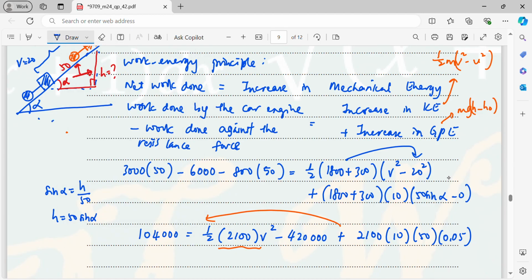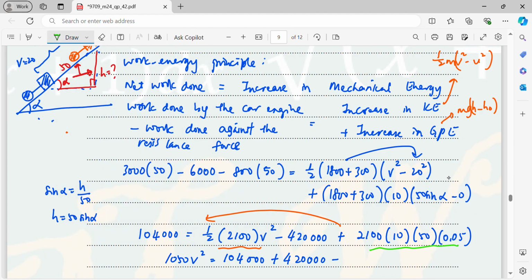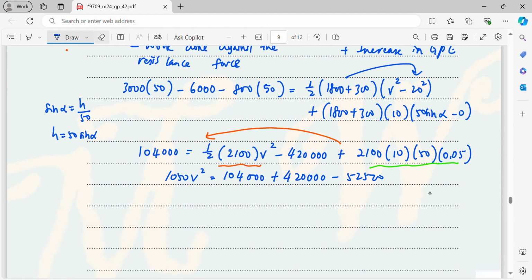So then from here you will be getting 2100 over 2. That is 1050 v squared equals to 104,000. The minus 420,000, it will be plus 420,000. Then minus the total of these values, it will be 5 to 500. So I will just calculate, right? Then the right hand side will be giving you the value of 471500.